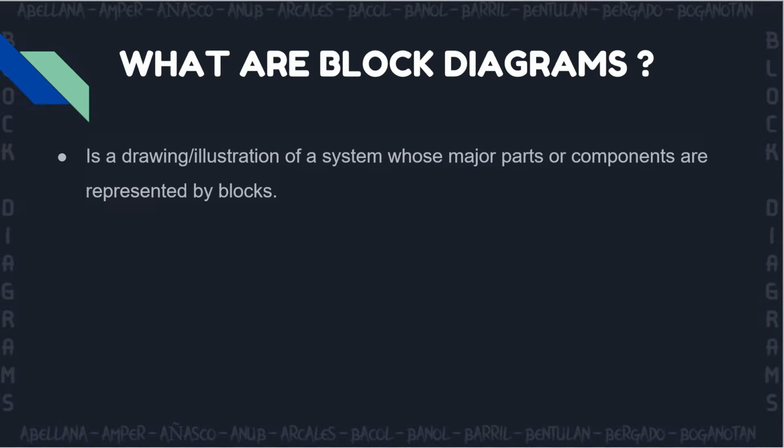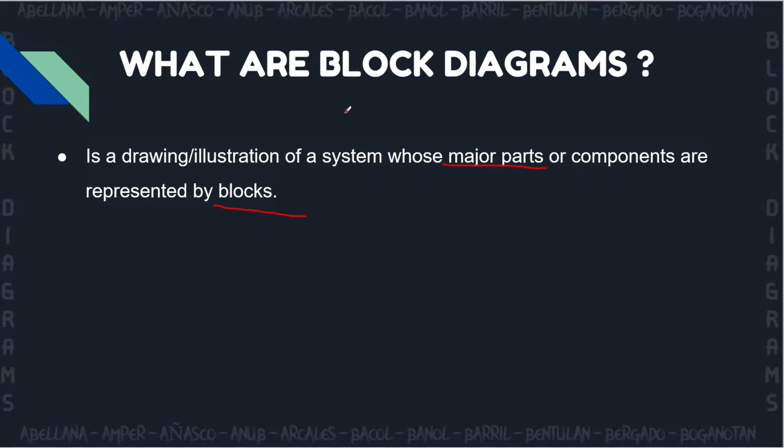So as stated here, a block diagram is a drawing or illustration of a system whose major parts or components are represented by blocks. So from this definition alone, we now know that one of the major components will be blocks or boxes. So one thing comes to mind: are all boxes block diagrams? What really makes a block diagram? I hope that we will know the answer at the end of this discussion.